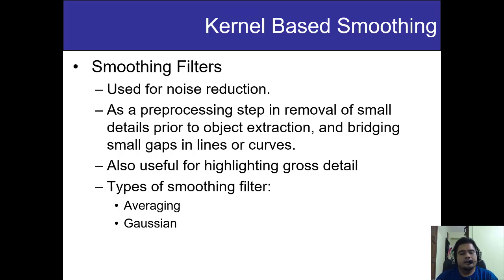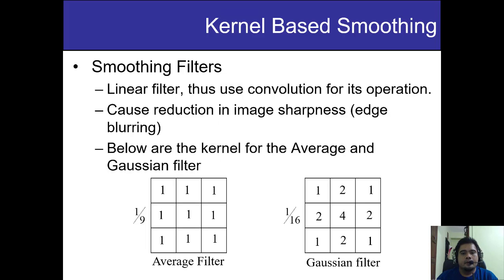Again, like I said, there are two types of smoothing filter, which are known as the averaging filter and the Gaussian filter. This is the kernel or the window of the averaging filter. This is the Gaussian filter. Just remember that this is our W.